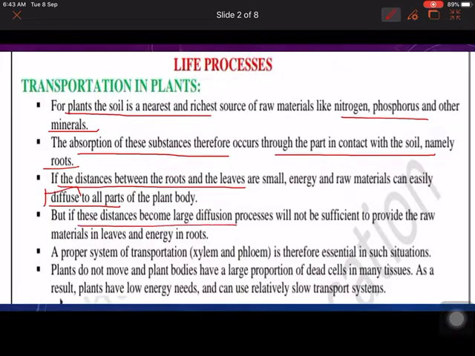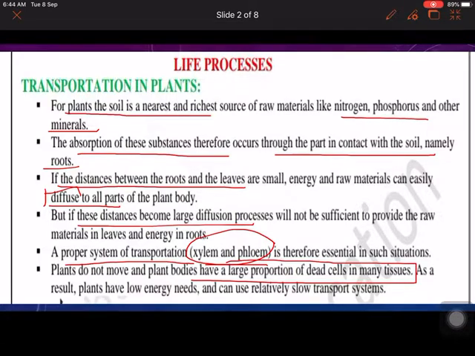But if the distance becomes larger, then this diffusion process is not sufficient and a proper system of transportation is required, and that is by xylem and phloem. In this we will discuss how xylem and phloem help in the transportation of different minerals, water and food. Plant bodies generally have a large portion of dead cells, so the amount of energy required by plants is much less, so they can have a relatively slower transportation system as compared to human beings or animals.